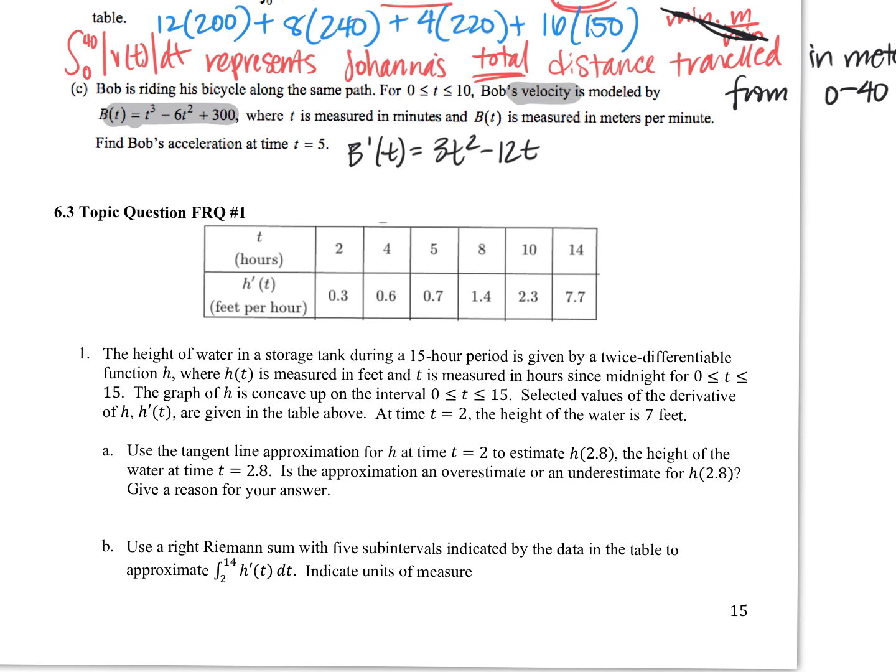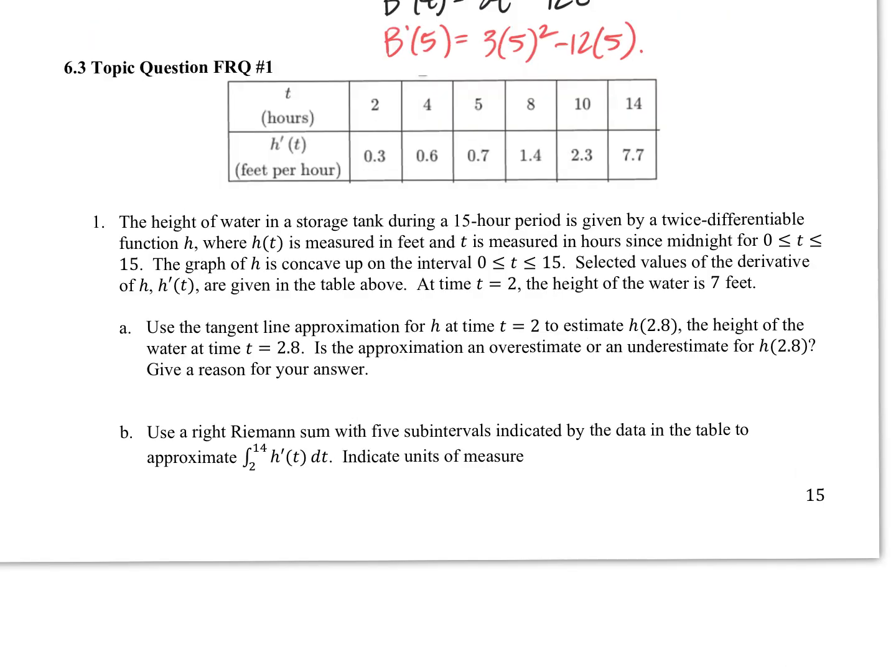Do you guys agree if they gave us the velocity and we took its derivative, this is acceleration? Let's just plug in a 5 then. B prime at 5 is 3 times 5 squared minus 12 times 5. Do we need to take that any further? Hytham, you are done. You just put that little period. I'm done. Okay, last one.